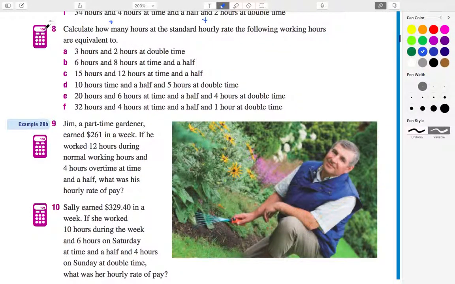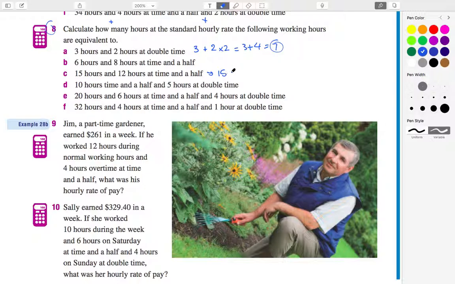Looking at question 8, so calculate how many hours at the standard hourly rate the following hours are equivalent to. So we have 3 hours plus 2 hours at double time, which is going to be 3 plus 4, and that's going to become 7. That's all that means, okay. So if you're working double time, it's like you're getting money for twice the time. Yeah, so if you work 1 hour at double time, it's like you work 2 hours, and that's what we want to find.